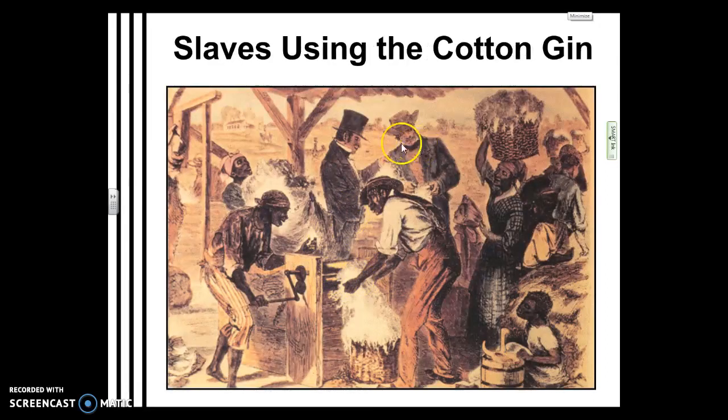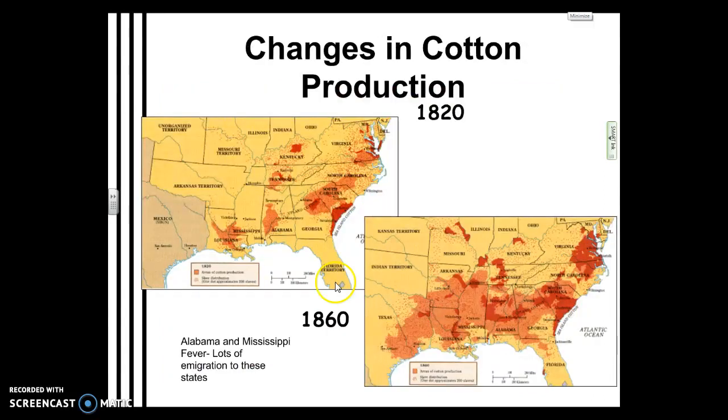You see the African Americans using the cotton gin, putting in the raw cotton from the field and running it through the cotton gin. Obviously, the cotton gin made this process a lot faster, a lot easier, and encouraged more southern farmers to start growing cotton, thus expanding the use of slavery.